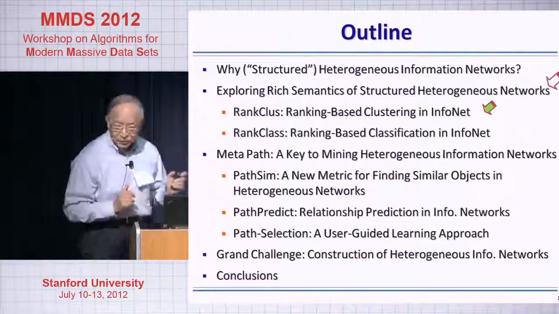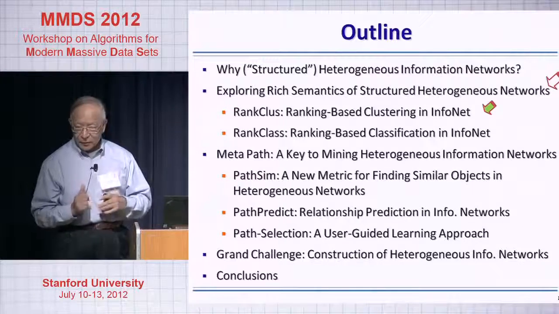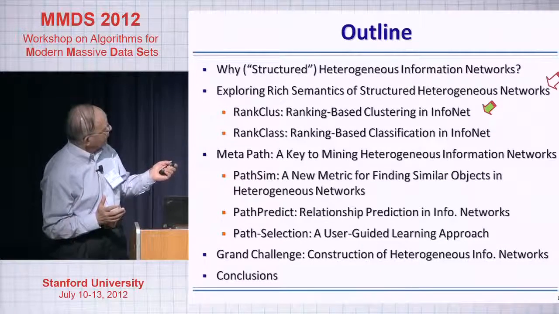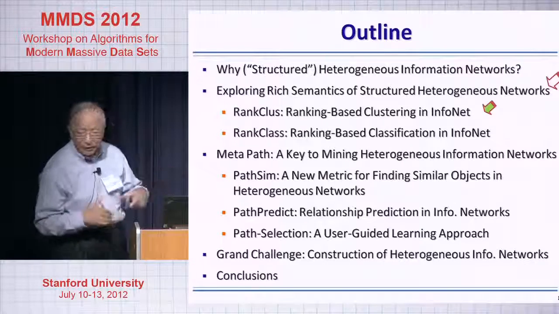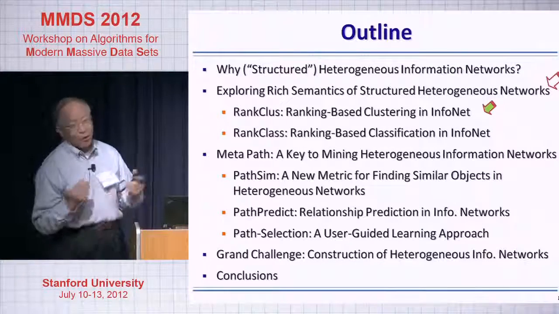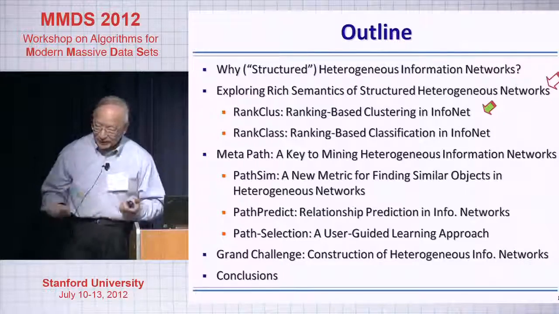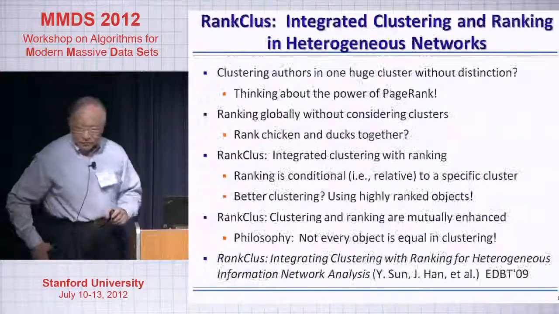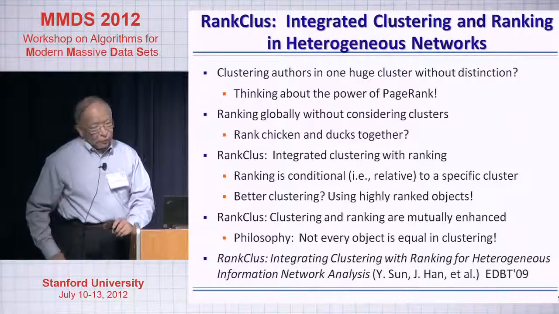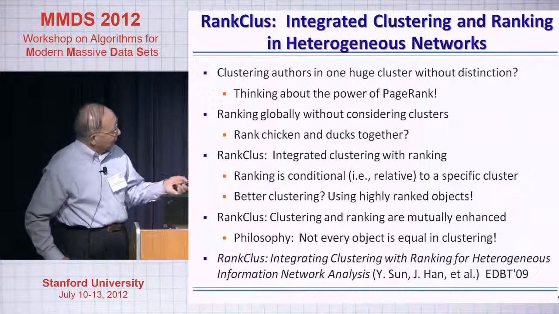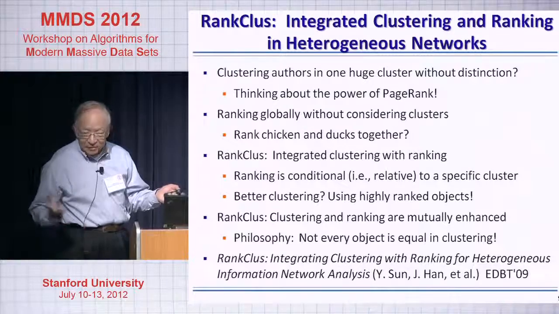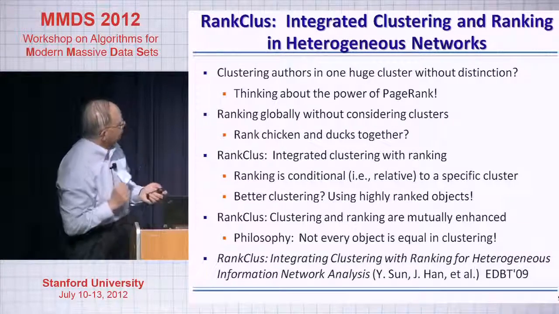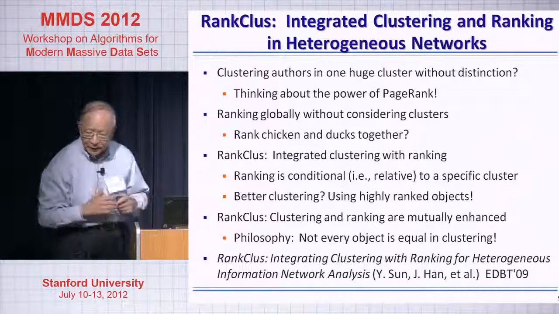Then I'm going to introduce a more systematic methodology we call metapaths. Then we study metapath similarity, prediction, including path selection. I'll give you some open problems, the grand challenge, how to construct this network. Okay, let's first start with the first algorithm, worked out in 2009, published in EDBT in St. Petersburg, Russia. It's a European database technology conference, called RankClus, rank and clustering.